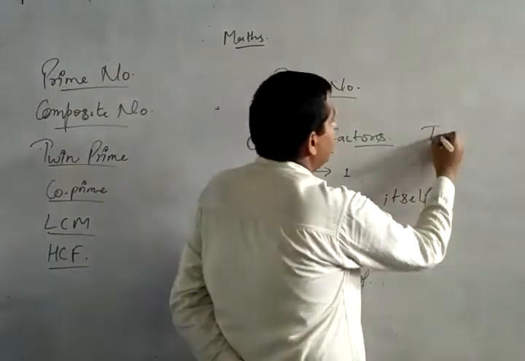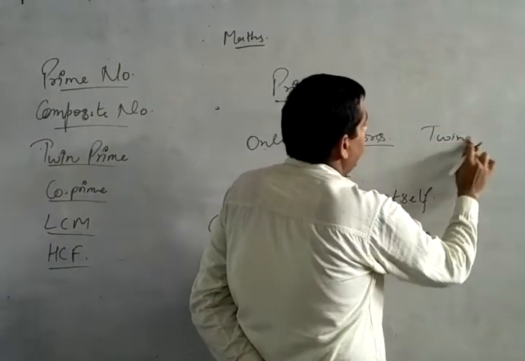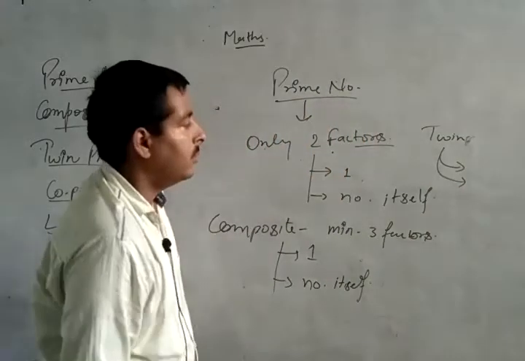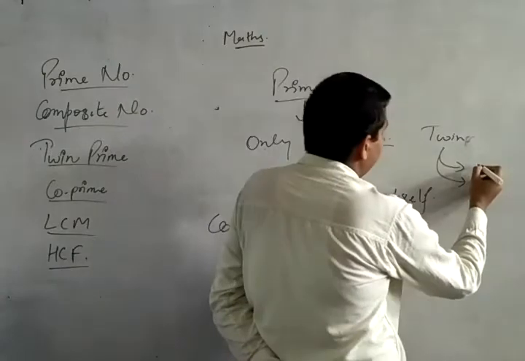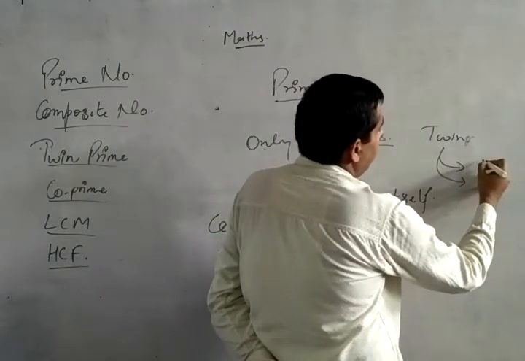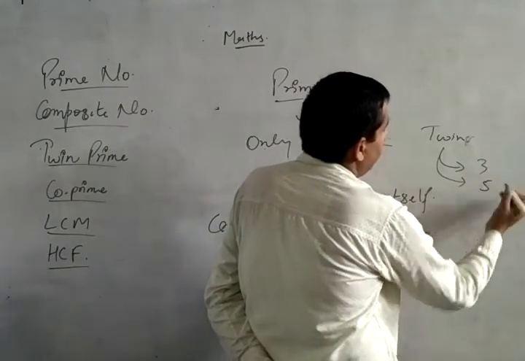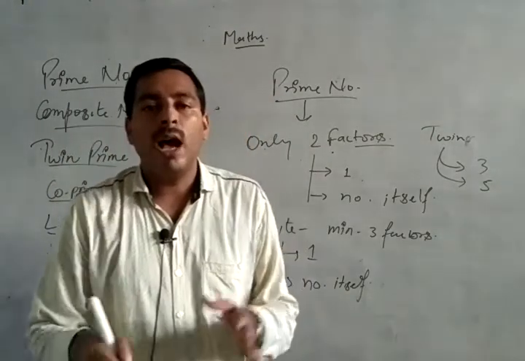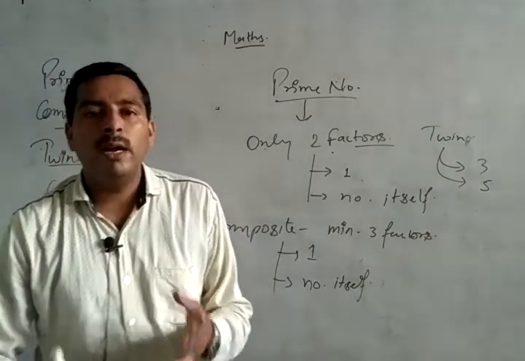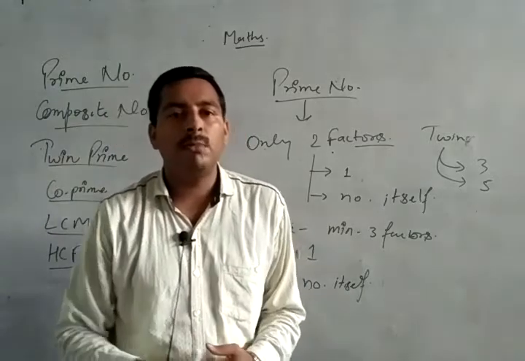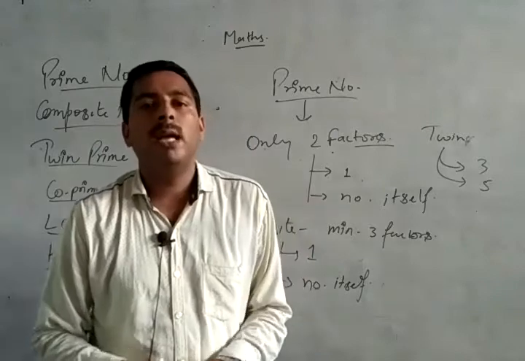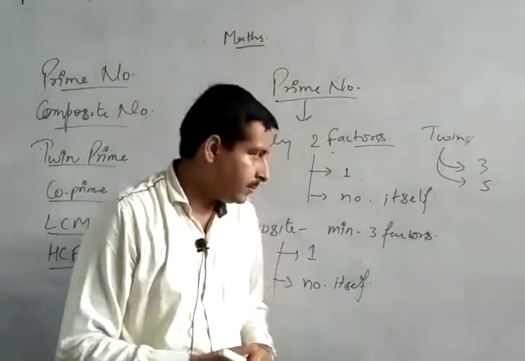Now, what is a twin prime number? Twin prime numbers are two prime numbers having a difference of 2. Just as an example, one number is 3 and another number is 5. 3 and 5 both are prime numbers, and the difference between these two prime numbers is 2. Hence, these will be called twin prime numbers.